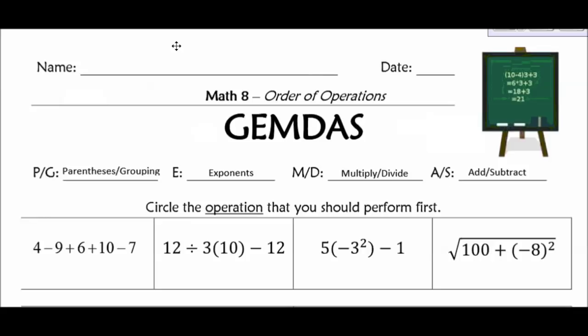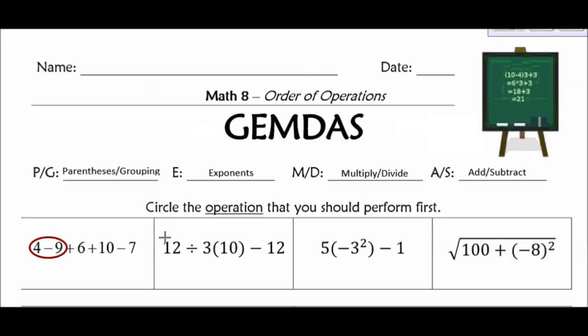So here we're just going to circle the operation that we're going to perform first. So on that first one, we're looking at 4 minus 9 plus 6 plus 10 minus 7. We have addition and subtraction going left to right. We have subtraction, then addition, addition, subtraction. So going from left to right, we would start with this 4 minus 9.